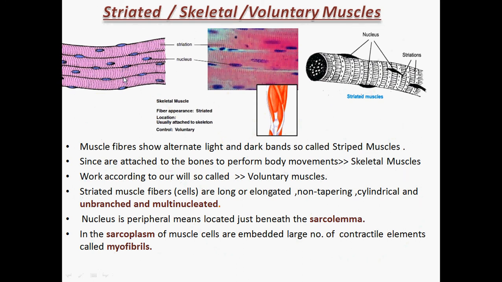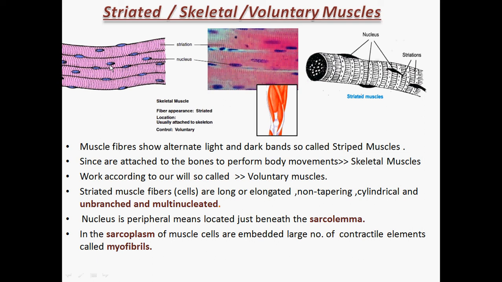Students, in the figure you can easily see this type of muscular tissue is long and elongated. There are no tapering ends, meaning the ends are a bit cylindrical. The shape of the cells of the striated or voluntary muscle tissue is a bit cylindrical, and they are unbranched and multinucleate. You can see there are various nuclei present at the periphery of the cell.